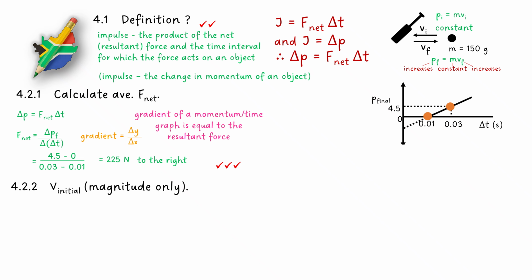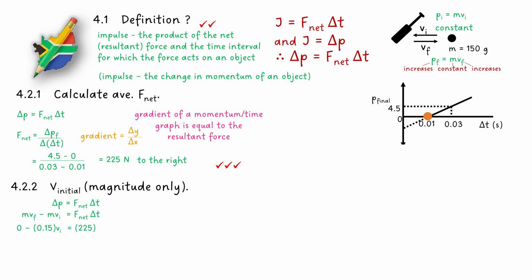Next, we need to find the ball's initial velocity. If we take the equation we used earlier, we can rewrite the change in momentum as the mass times the final velocity minus the mass times the initial velocity. Now we can use either of the 2 points on the graph for this question, but here we chose to use the data where the line crosses the x-axis, where the final momentum is 0. We can substitute 0 for the final momentum. We know the mass of the ball, which we must put in kilograms, so we get 0.15 kilograms. We are looking for its initial velocity.